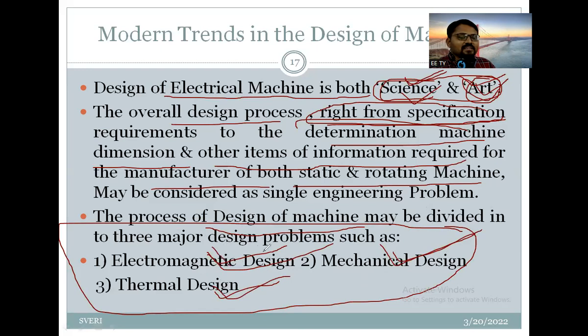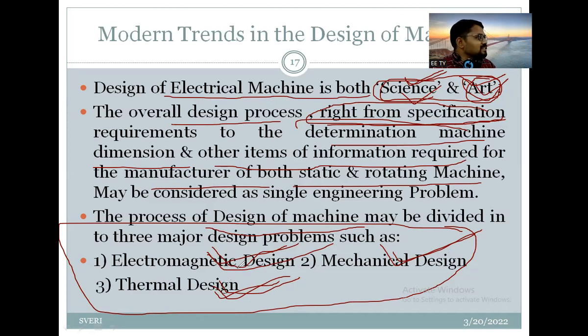Now electromagnetic design, that is related to our electrical. Mechanical design is related to the design of the parts. And what is thermal design? Thermal design is related to the insulation, cooling and all these things. Electromagnetic design means what is the value of current, what is the value of voltage, what is the speed of that machine, what is its rotor speed, synchronous speed. This is related to the electromagnetic design.